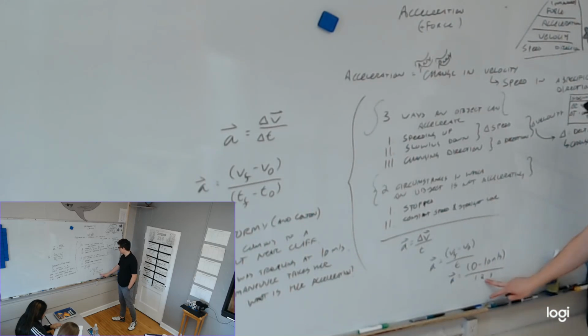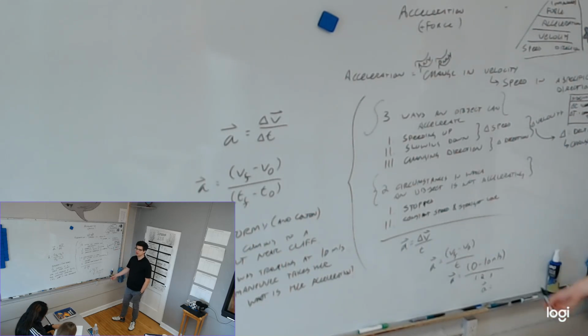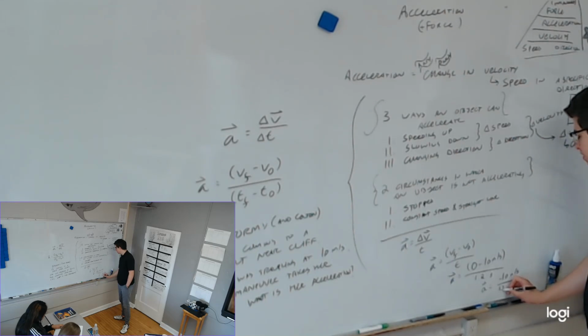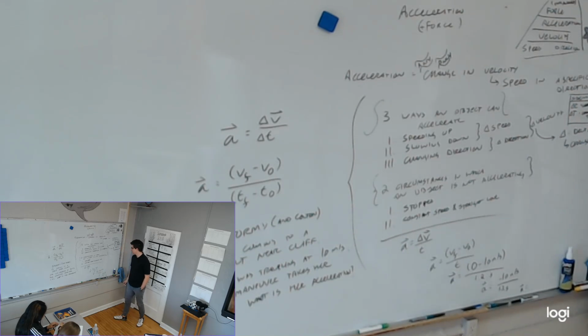Look what's going to happen on the top. What do the parentheses mean in math? Do that first. So what's 0 minus 10? Negative 10 meters per second divided by 1.2 seconds. It's negative 10 divided by 1.2.